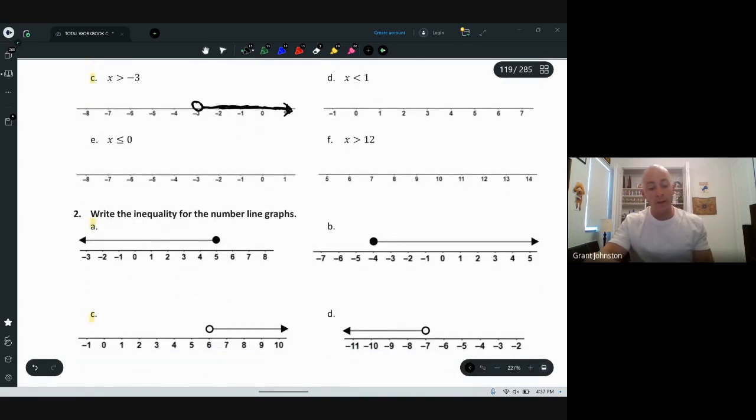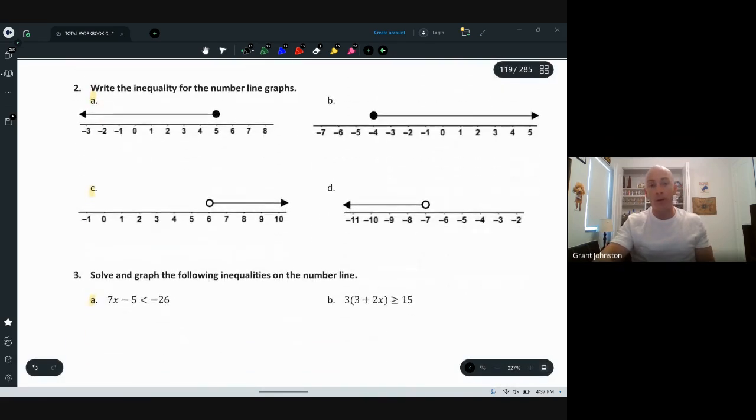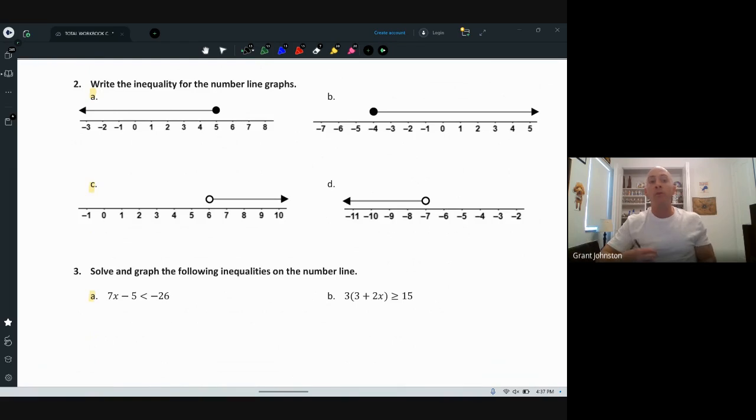Number two says write the inequality for the number line graph. So now we're given the graph, and we're going to write the inequality. I'm going to do A and C, and I'll let you do B and D. So A, we've got it at 5, and then it's going to the left. So all the numbers are to the left of 5. So I'm going to say x is less than or equal to 5.